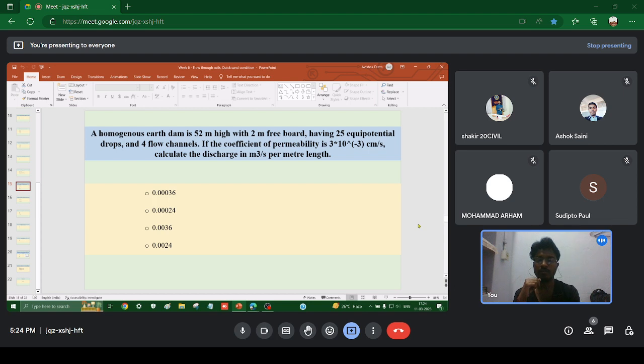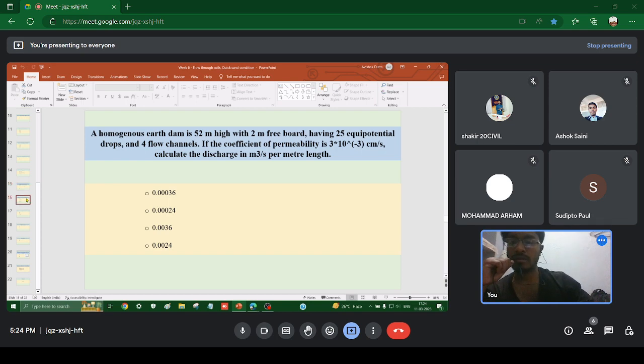I'll repeat the question once again. A homogeneous earth dam is 52 meter high with 2 meter freeboard having 25 equipotential drops and 4 flow channels. If the coefficient of permeability is 3 × 10⁻³ centimeter per second, calculate the discharge in meter cube per second per meter length. The options are 0.00036, 0.00024, 0.0036 and 0.0024.